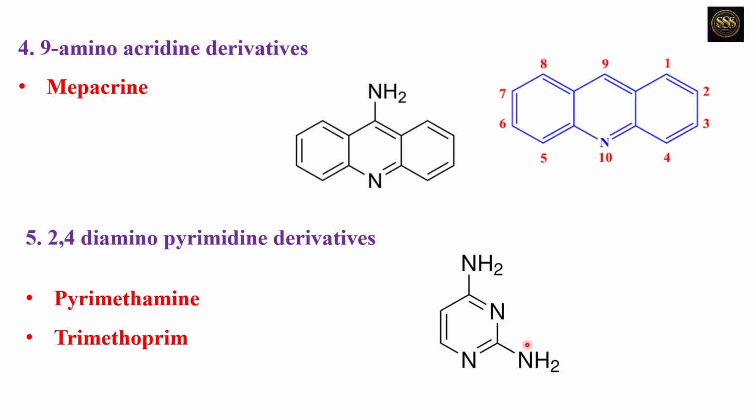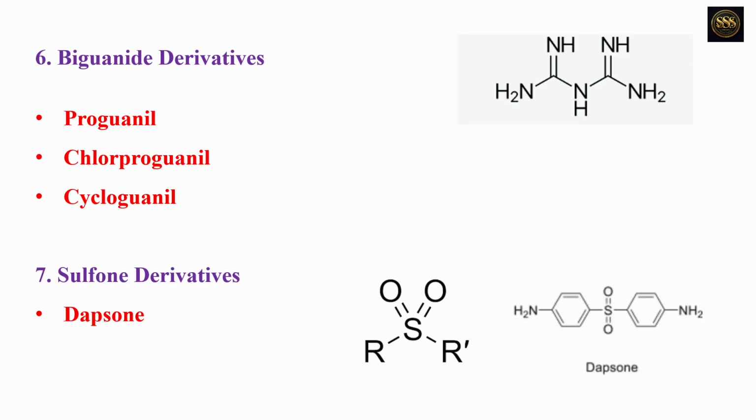So now I told you about pyrimidine derivatives. At the second and fourth positions, an amino group is attached. So it is called 2, 4, 1, 2, 3, 4, 5, 6. So 2,4-diaminopyrimidine derivatives, which include pyrimethamine and trimethoprim. You can see here, pyrimethamine and trimethoprim are the drugs which possess antimalarial activity, which hold a 2,4-diaminopyrimidine nucleus, right?